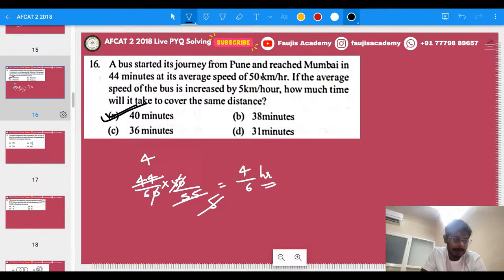They have just given time and they have given speed. So from that we have found out the speed and divided that with the speed, right? The new speed, we got the new time, 4 by 6 hours, that means 40 minutes, right? Okay.